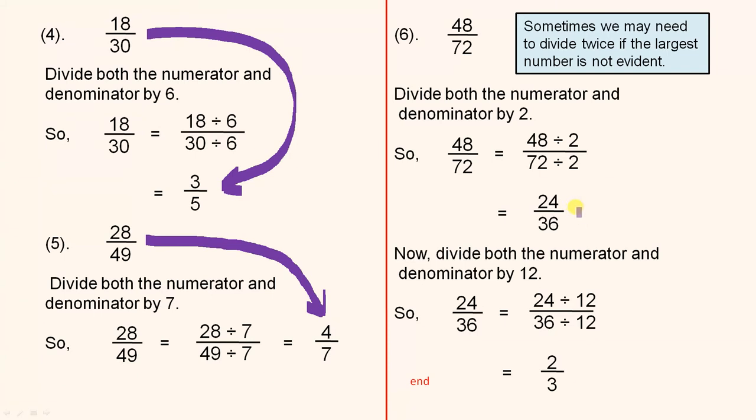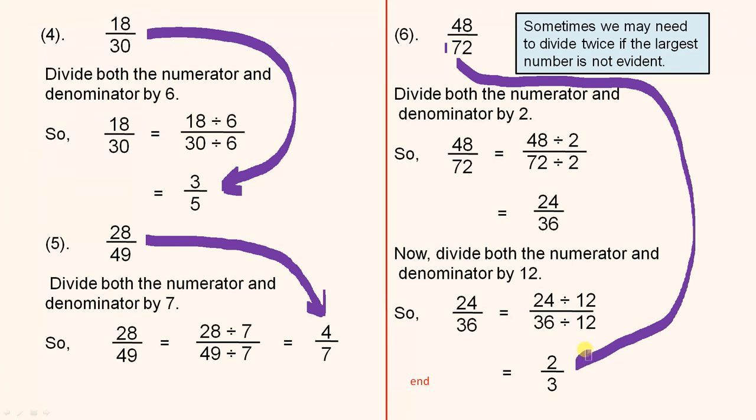Now, we have to keep going because that's not the simplest form. But we can see straight away that we can divide 12 into each of those numbers. So divide both the numerator and denominator by 12. So 24 over 36 will be 24 divided by 12 over 36 divided by 12, and that's 2 over 3. So here was the original fraction there. So if we weave our way around here, we're going all the way down to the simplest form.